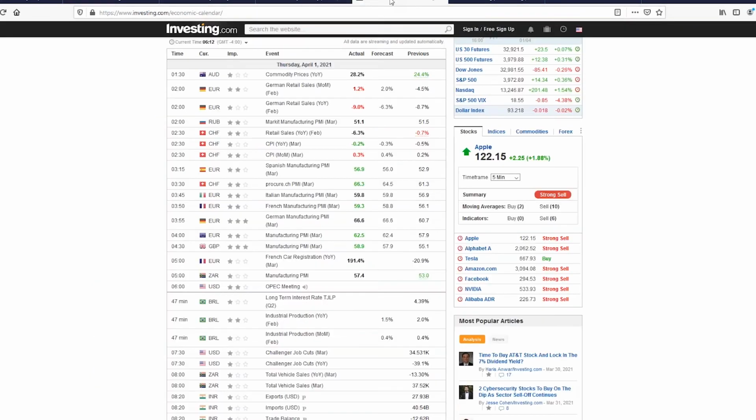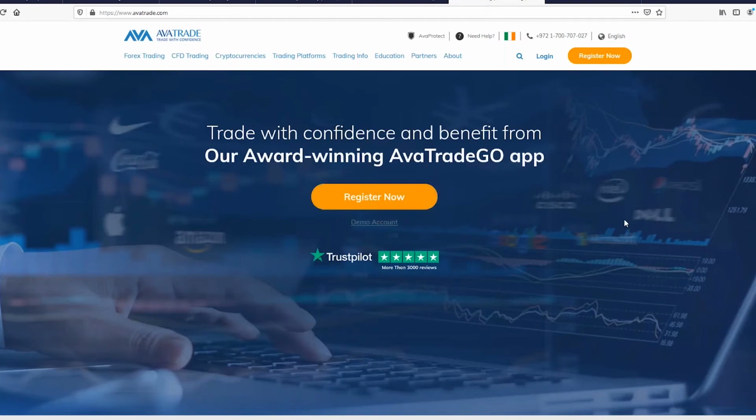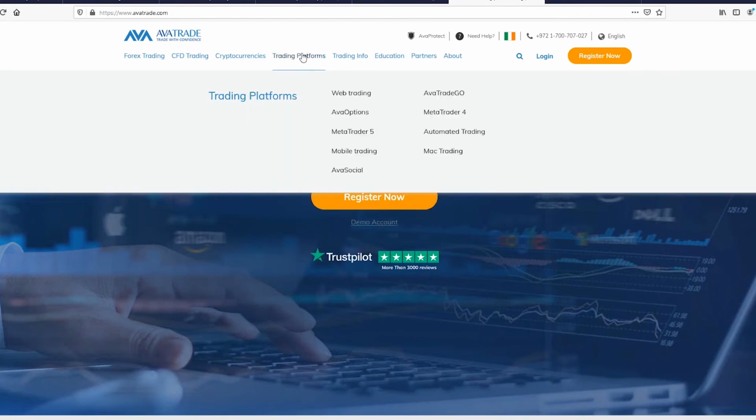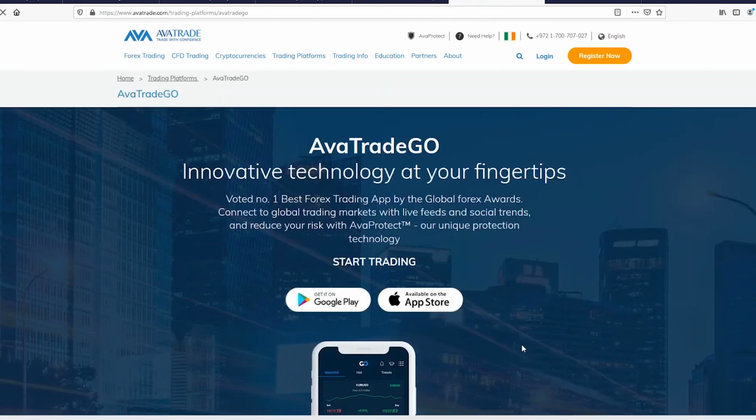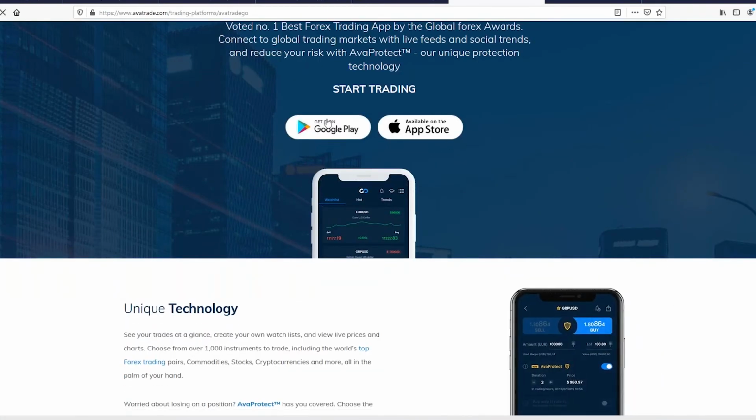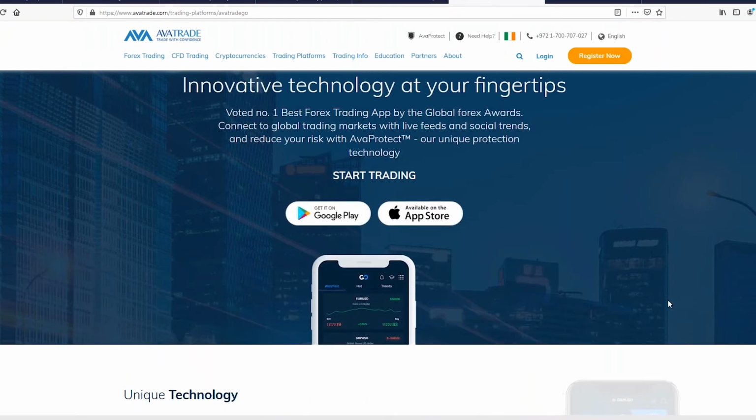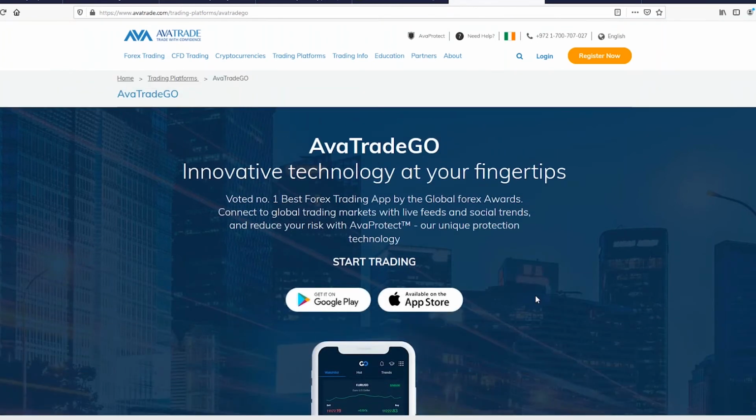Okay, so let's quickly go to AvaTrade's website. Why do I want to go here? Because I want to make sure the feature that I mentioned, Ava Protect, which is available on AvaTrade Go, our award-winning mobile app, and also available on our web trader. So where would you find our mobile app? You point at trading platforms, you go to AvaTrade Go, and there it is. Download it from your app store. This will take you to your appropriate app store. Click the appropriate one and download the app. All of the features I show you on the web trader are pretty much available on the app as well.